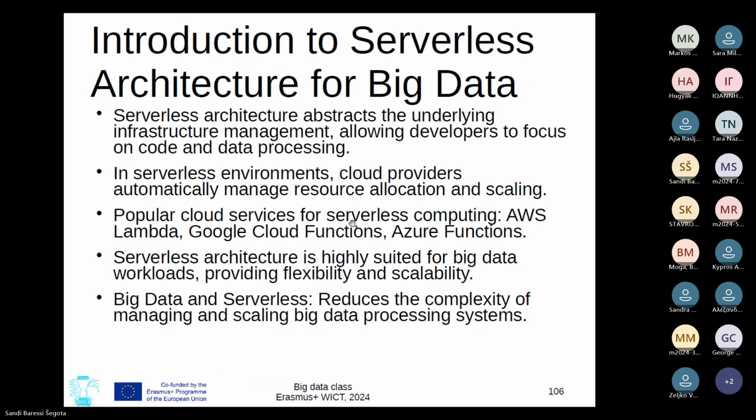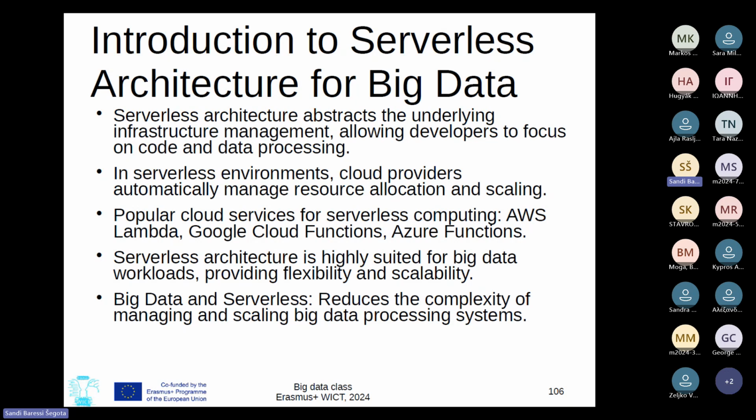There are services. AWS Lambda is by far the most popular, and there are also Google Cloud Functions and Azure Functions that allow you to run stuff. It's great for big data because it's much easier to get trained on. Some people can get scared a bit when you tell them, oh, here's what you need to do.